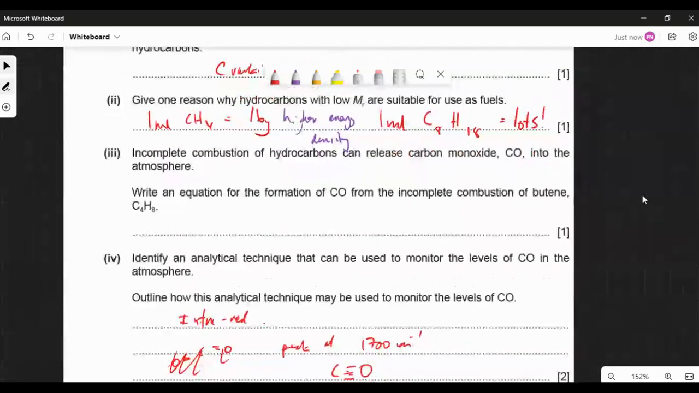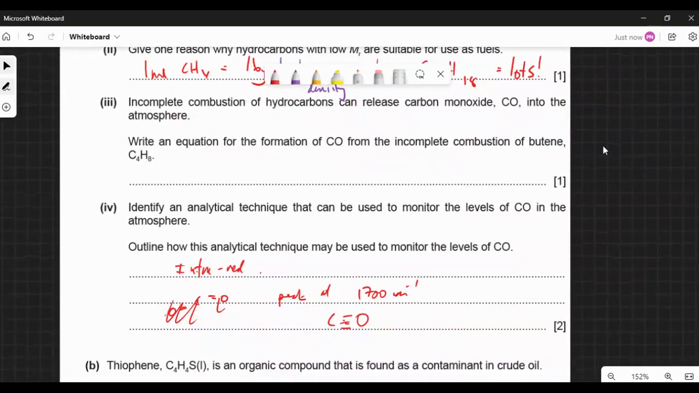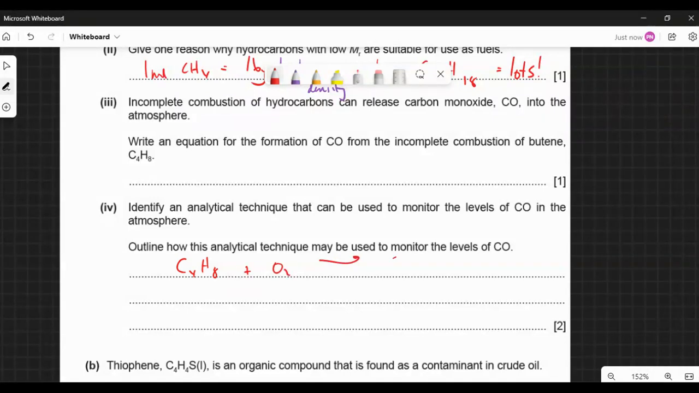Let's now incompletely combust butane, if we can do it very quickly. I'm going to draw butane, C4H8. I'm going to react it with oxygen. And then, instead of getting carbon dioxide, I'm going to get carbon monoxide, and I'm going to get water. All right, so you get those things.